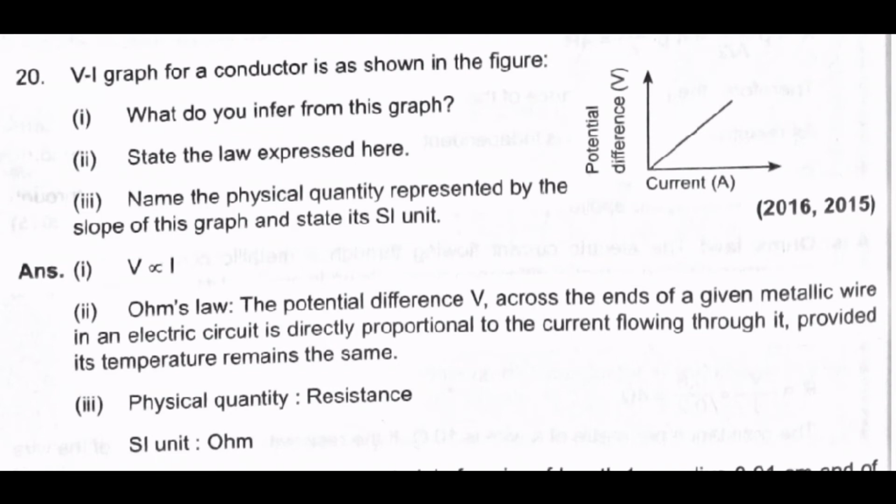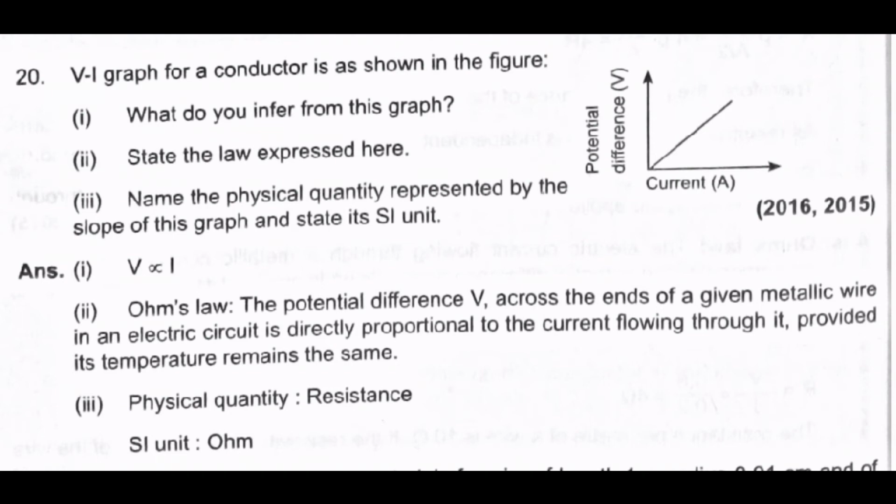What is Ohm's law? The potential difference across the ends of a given metallic conductor is directly proportional to the current flowing through it, provided its temperature remains the same. So that is the second answer. Now we can move to the third question.